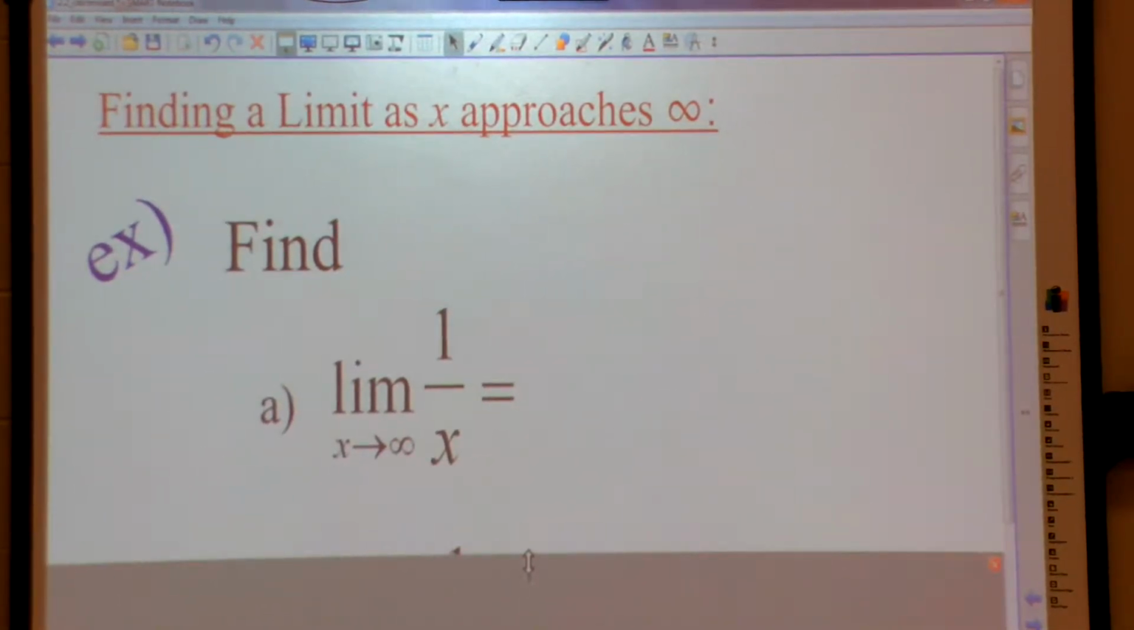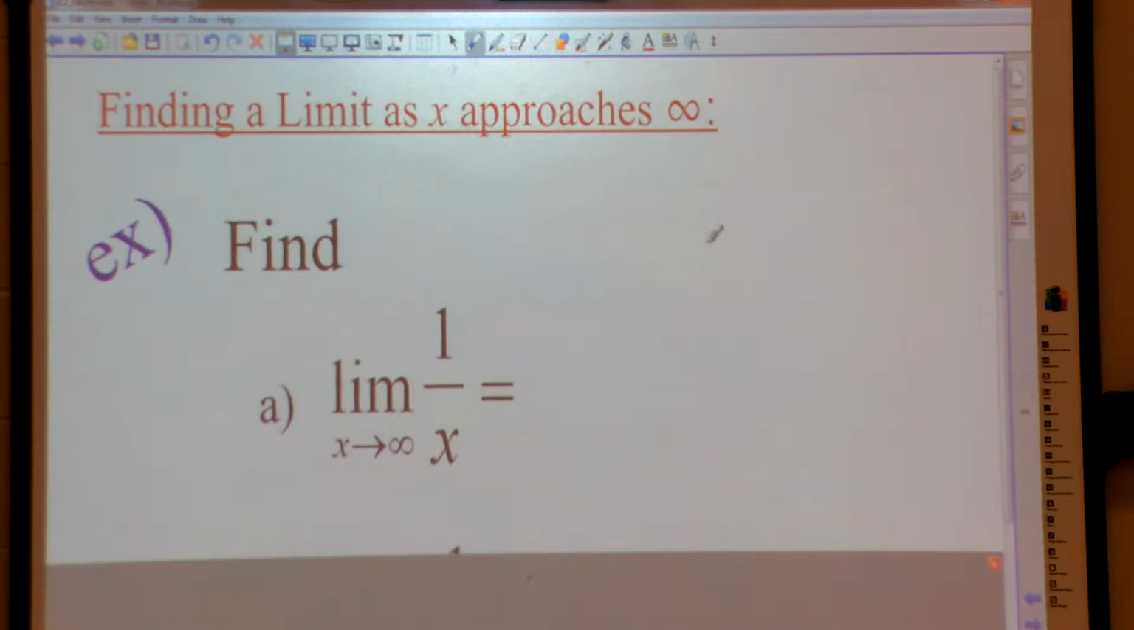Okay, can you just plug in infinity? No, infinity's not a number. You can't plug it in and say, oh, that's 1 over infinity. Now later as the year progresses, we'll know to plug in infinity because we know what happens. You literally can't plug it in. It's not a number. So what we're going to do is a little table.